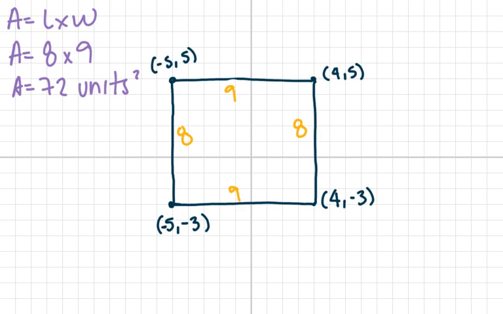Remember, you will always need a unit of measure. In this case, it's just units. And then area is always squared, so it's going to have that little exponent of 2, or that little floaty 2 in the corner.